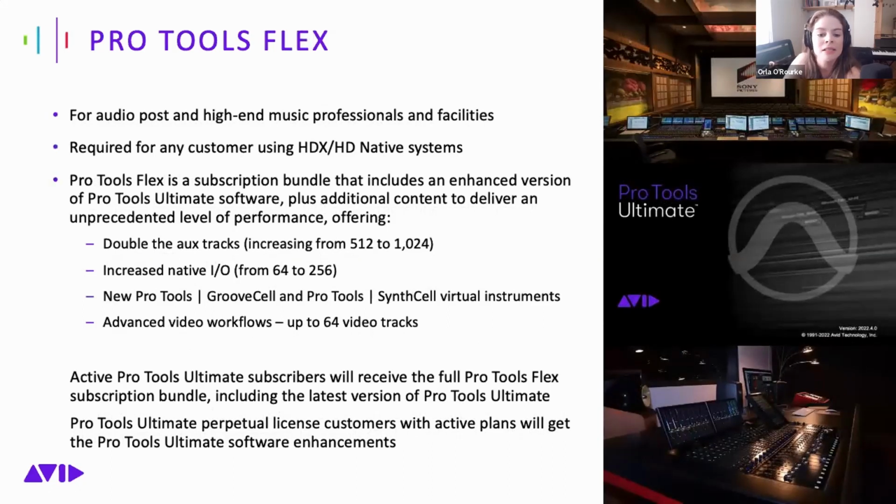Pro Tools Flex is a subscription bundle that includes an enhanced version of Pro Tools Ultimate software, plus additional content to deliver an unprecedented level of performance, offering double the aux tracks, increased native I/O to 256, Groovecell and Synthcell, and advanced video workflows with up to 64 video tracks. Active Pro Tools Ultimate subscribers will receive the full Pro Tools Flex subscription bundle, including the latest version of Pro Tools Ultimate. Pro Tools Ultimate perpetual license customers with active plans will also get the Pro Tools Ultimate software enhancements.